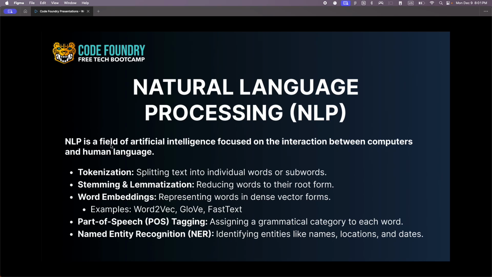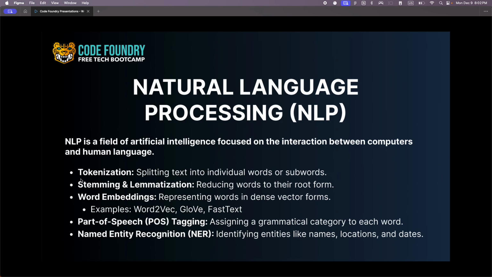So when we're talking about NLP, we're talking about interactions between humans and computers, essentially, which is always the key concept that we're working with when we're working with data and computers and programming.